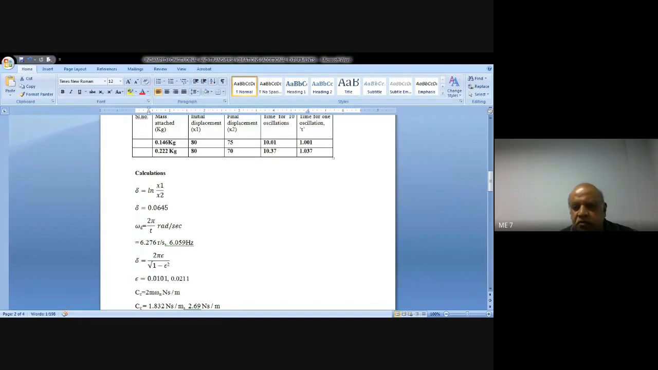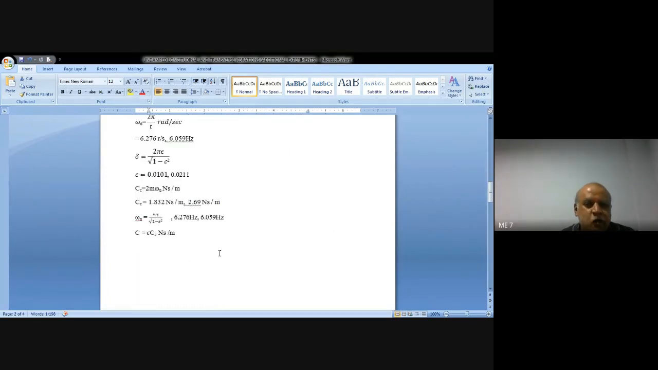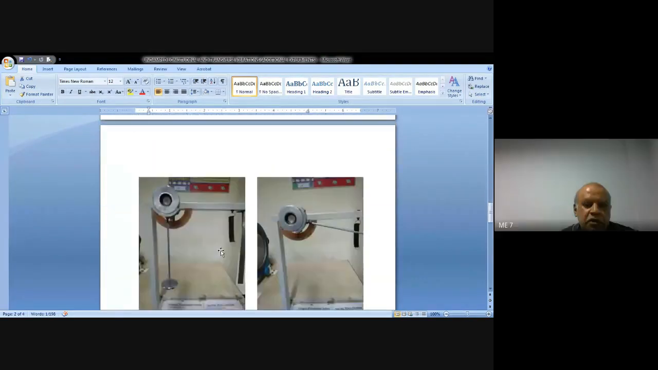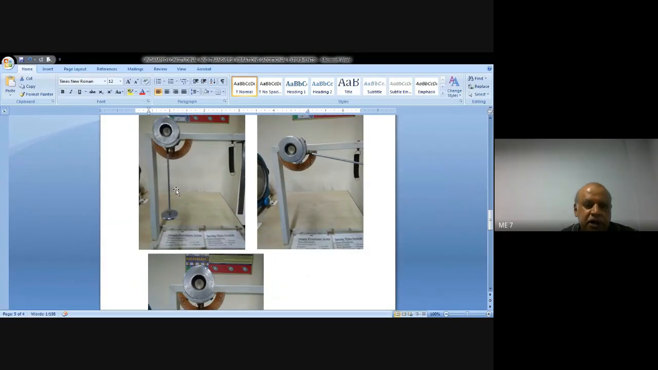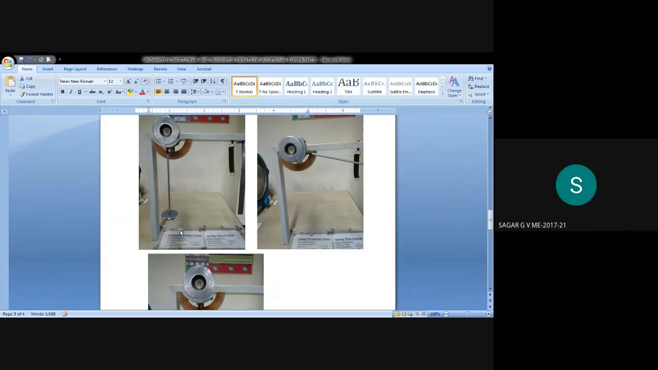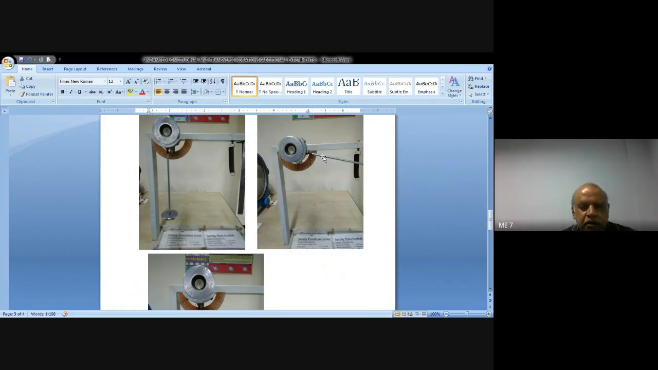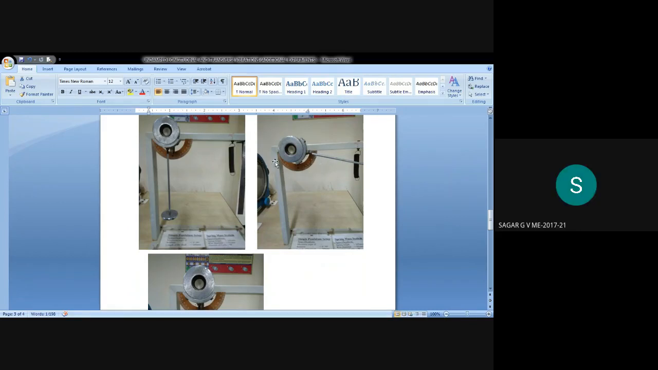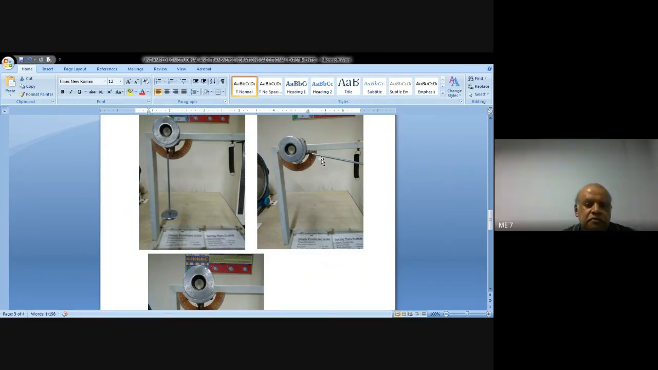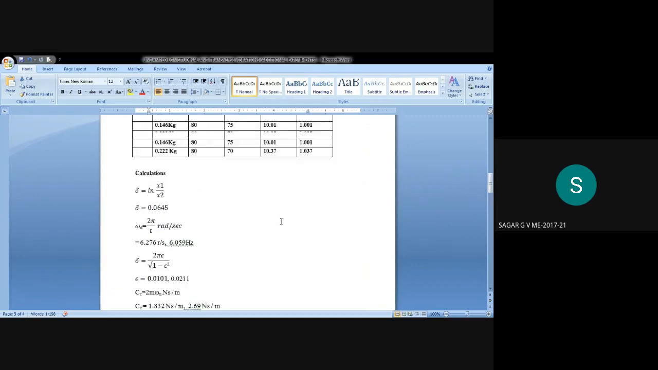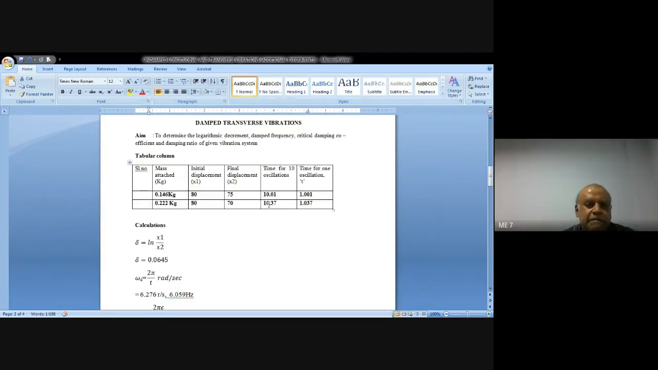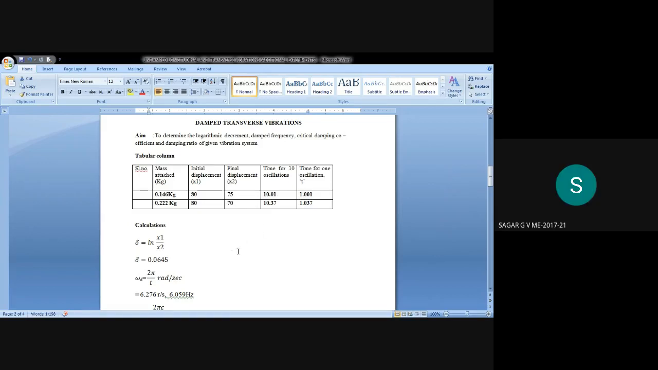Next, damped transverse vibration. Sagar GB, are you there? Can you please explain how the second experiment, the damped transverse vibration experiment, is conducted? Sir, we'll attach a mass to a shaft. Then we'll give an initial displacement. Then we'll measure the initial and final position, and note the time for 10 oscillations. Then we'll do further calculations.